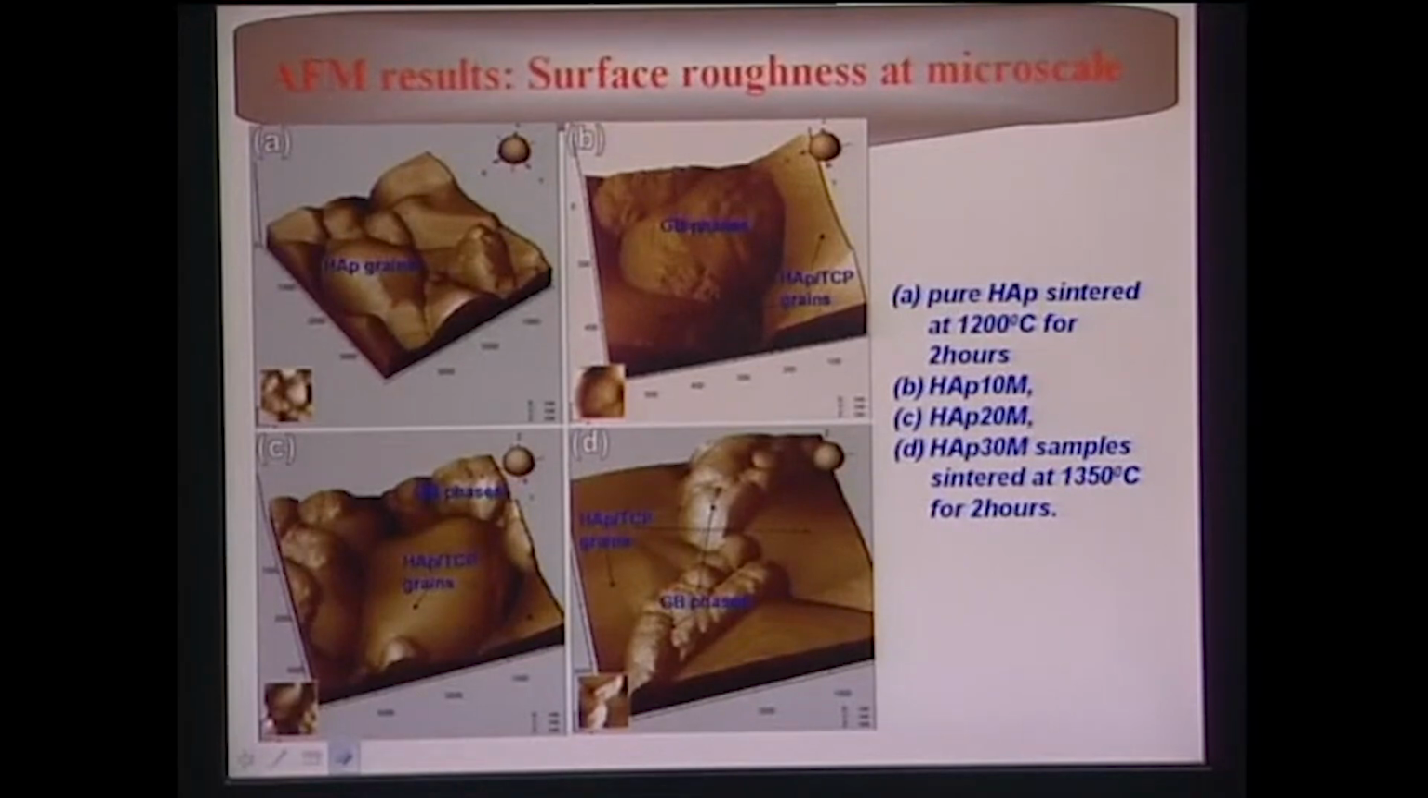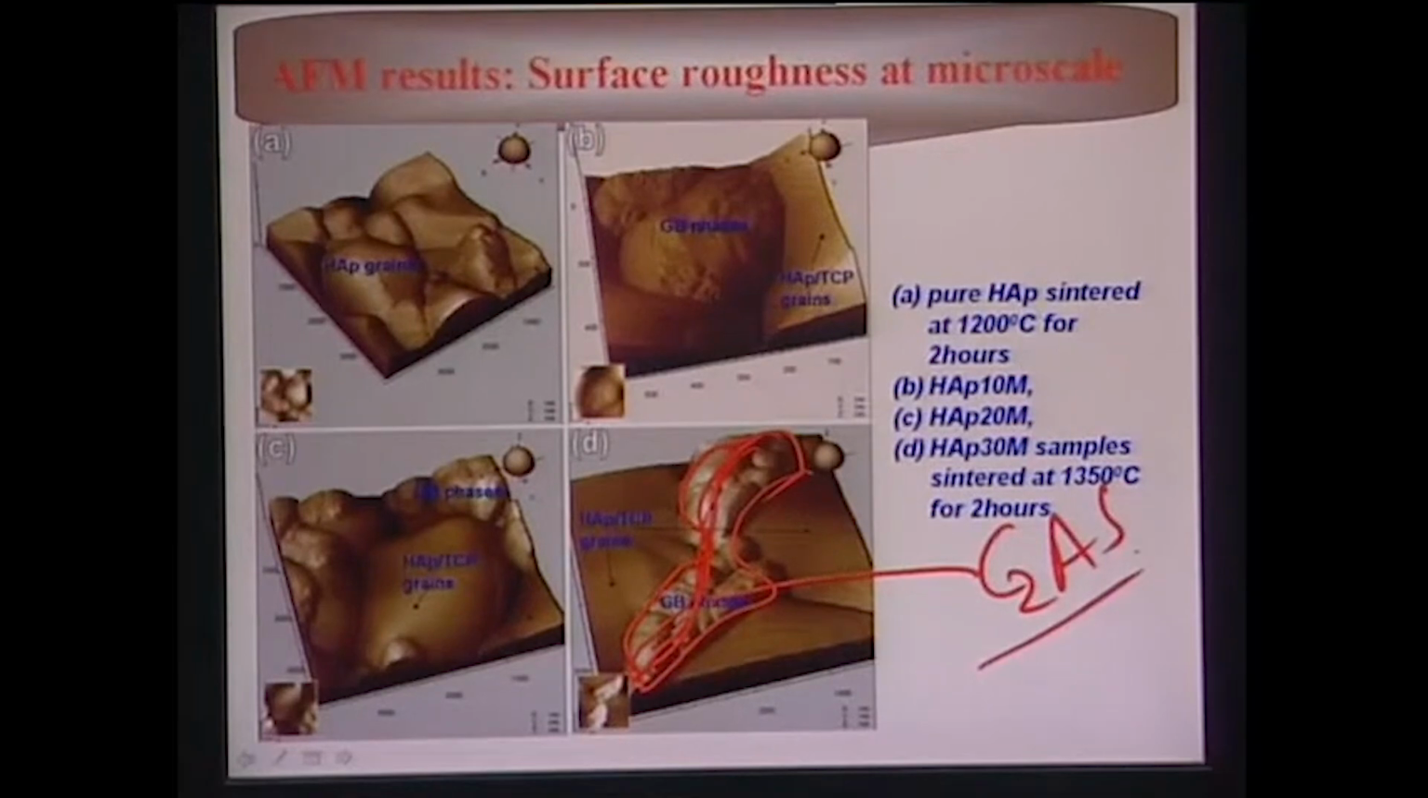First of all, you have to look at these AFM images of these materials. Atomic force microscopy images tell you that in the grain boundary region you have a microscale roughness. That means these grain boundary phases which are formed, that is the C2AS phase, that is 2 calcium oxide, 1 alumina, 1 silica. This C2AS phase essentially forms, and that increases the microscale roughness of these materials.